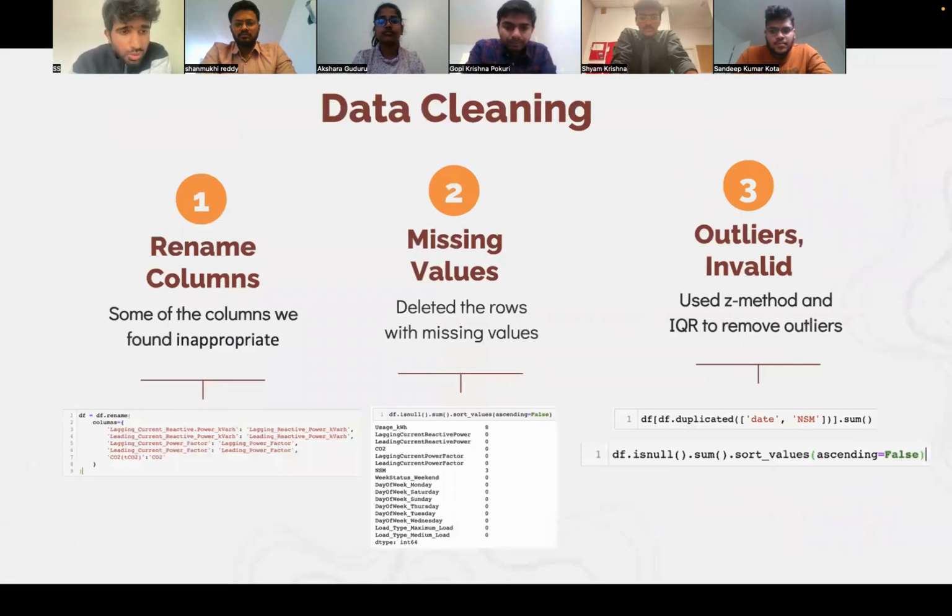Initially, we started with data cleaning. First, we renamed some of the columns which were not appropriate, using proper names. Then we identified some of the columns with missing values, especially usage in kilowatts, which is the primary value in our data set. So we removed those records, and then we identified some outliers. We also removed them.